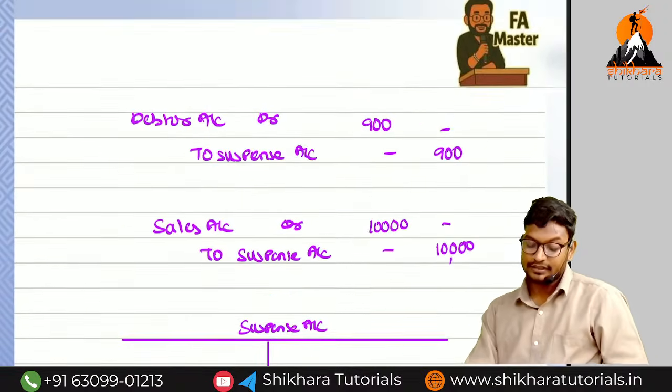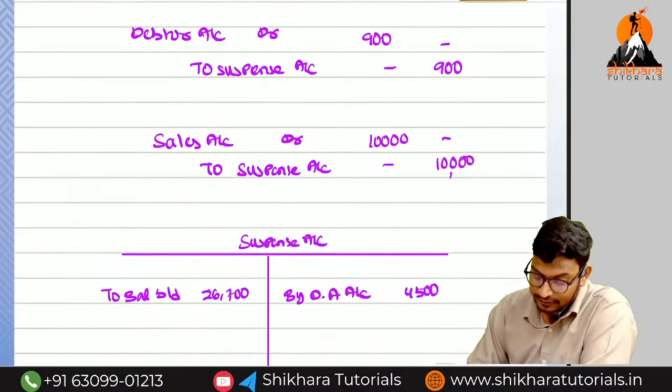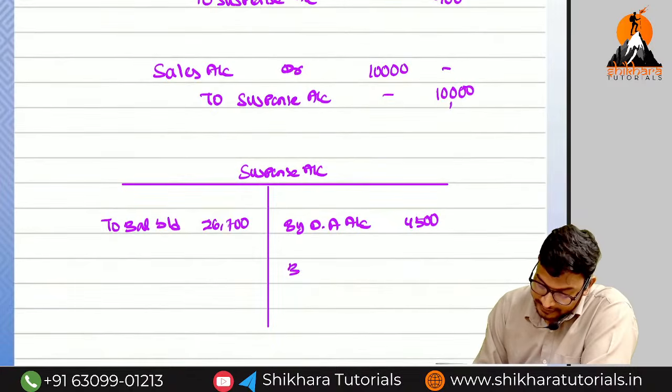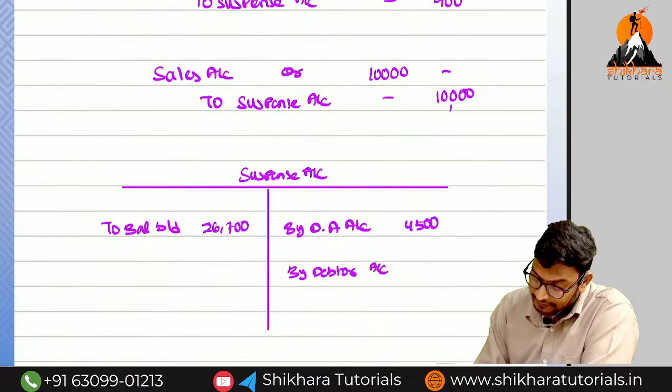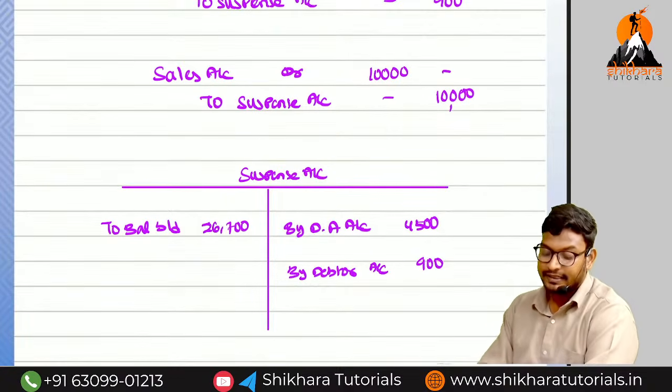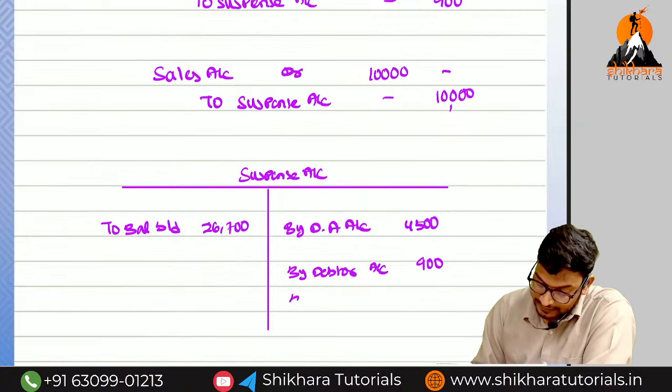4,500. What is the next one? Debtor account debited to suspense account. Again it is credited. So what do we need to write? By debtor. How much? 900. Again, what is the next entry? Sales account debited to suspense account. What do we need to write? Again, by sales.